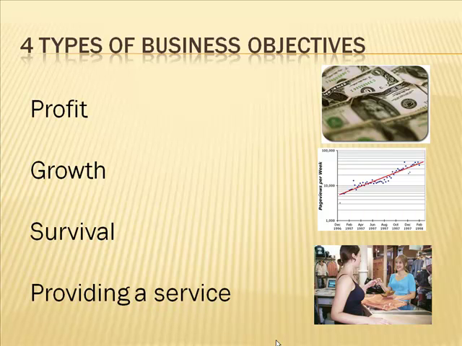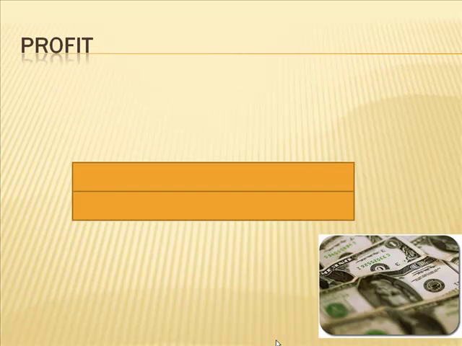Now the key part of this lesson here, what we're going to do is look into the 4 types of objectives: profit, growth, survival, and providing a service in more detail. And we're going to be looking at what types of businesses have what types of objectives, and we're also then going to be looking at the conflicts between some of the objectives that businesses may have. So profit, the first objective.